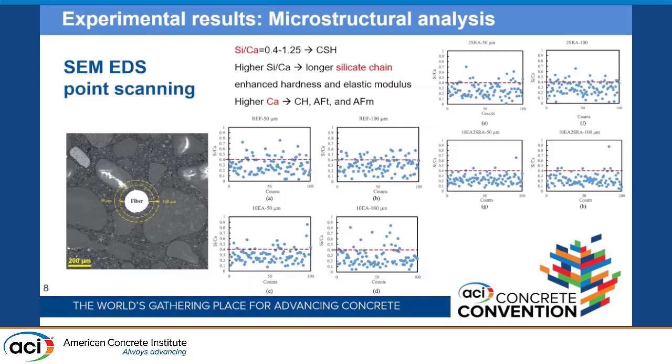More points with a Si to Ca ratio over 0.4 were found for the reference mixture, indicating a stronger matrix compared to the other mixtures. In addition, in the secondary region, more points with a higher Si to Ca ratio over 0.4 were found, again indicating a stronger matrix away from the fiber.